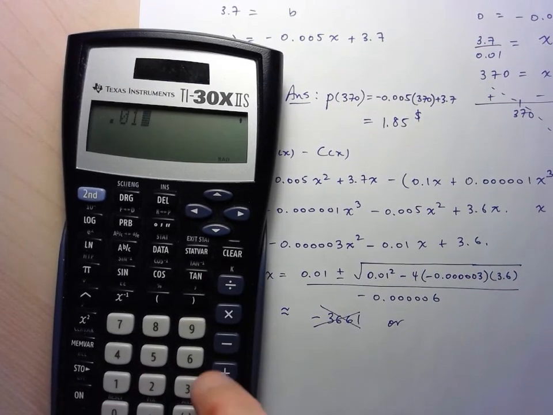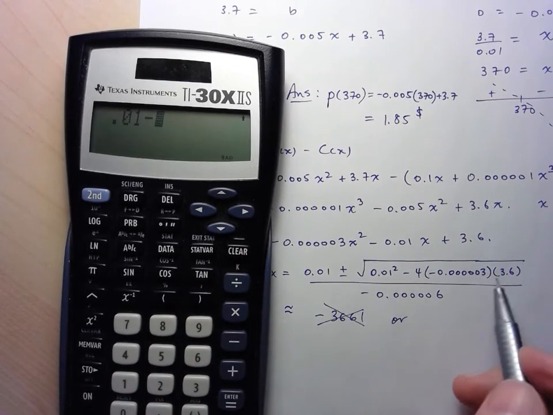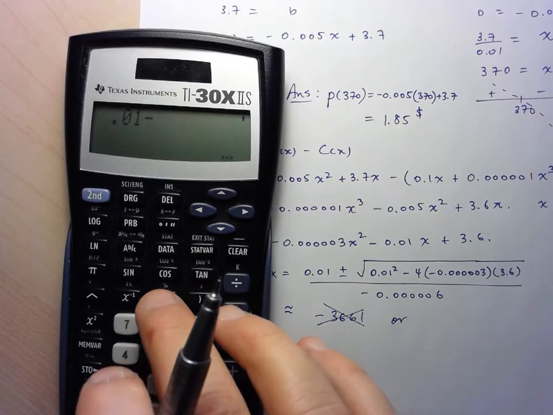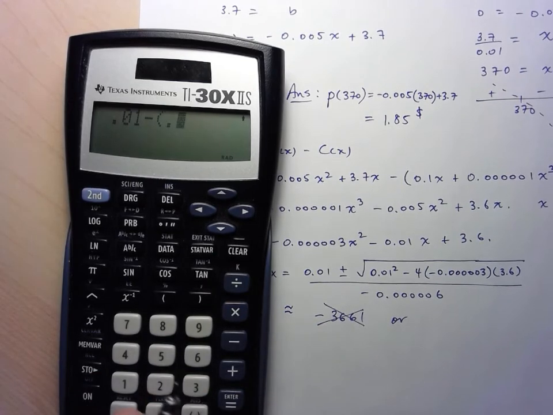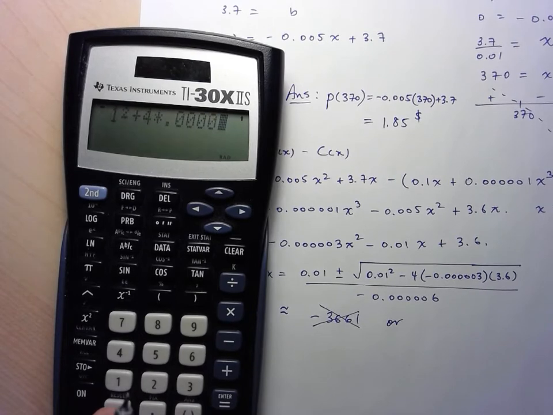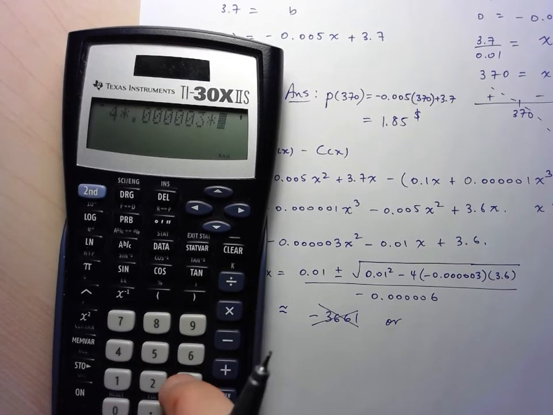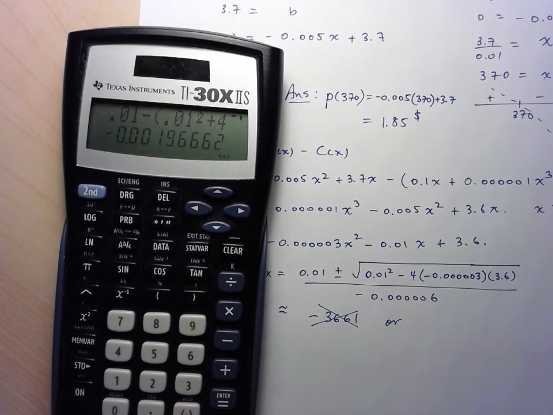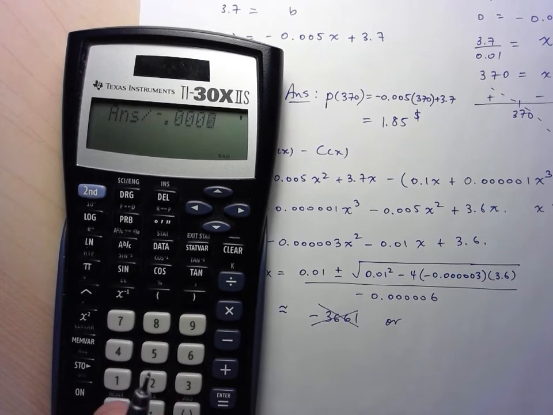Okay, so let's calculate the second one. So 0.01 minus, okay, it might have been actually worth calculating this, so I didn't have to do this a second time, but too late now. Okay, 0.01 squared plus 4 times 0.12345, times 3.6, all to the 1/2. Okay, and luckily that's negative, divided by negative 0.123456. And there we go.